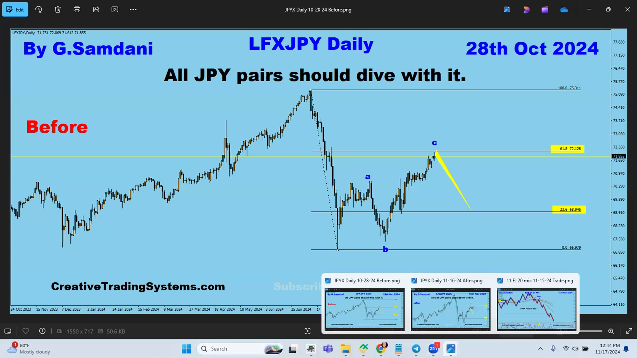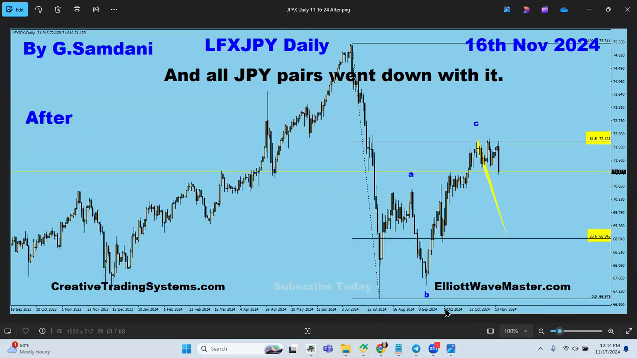So what happened to this chart as of last Friday, November the 15th, is this. Okay, so it came down and went up, it came down and went up. But this big black candle was last Friday, November 15th. So let me just show you what happened on November 15th. And then I wrote down here, all yen pairs went down with it. So they all did, right?